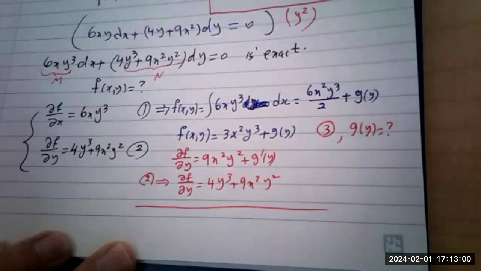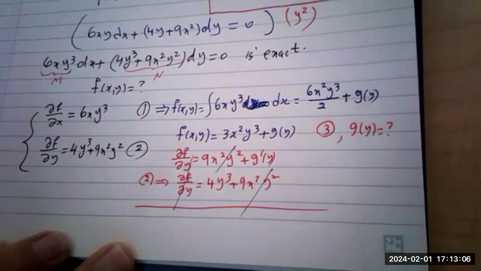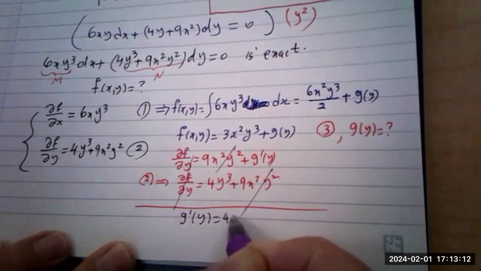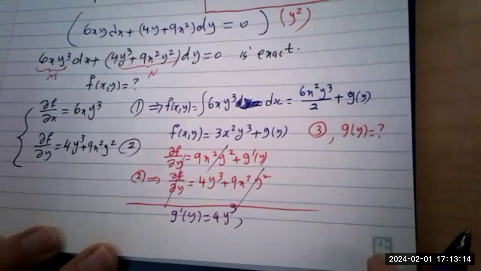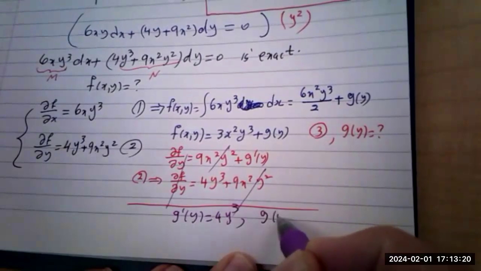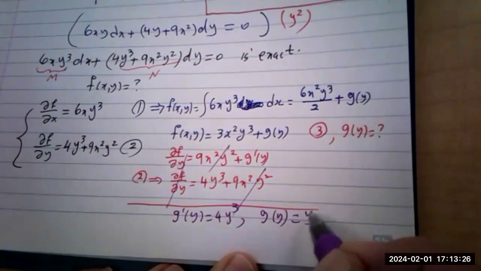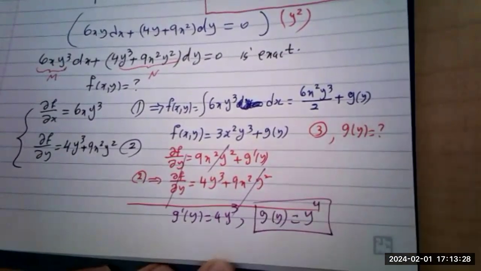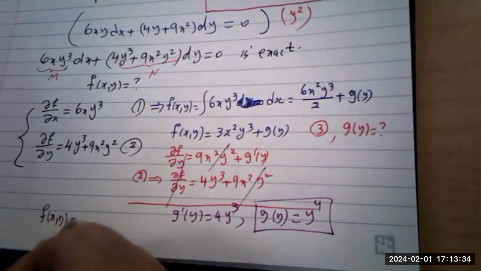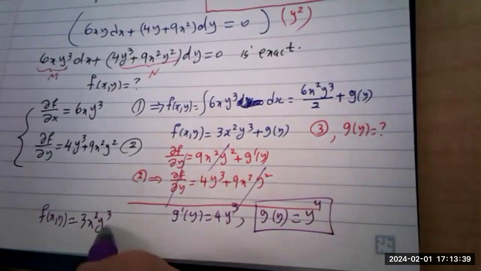Compare them together. Drop the equal parts, the common ones, and let the leftover be equal to each other. The leftover is going to be g prime of y, which is 4y cubed. Now integrate with respect to y to get the g of y. So the g of y would be what? It would be 4y to the 4th over 4, which is y to the 4th. So finally, the function is f of x, y equal to 3x squared y cubed plus g of y, which is y to the 4th.